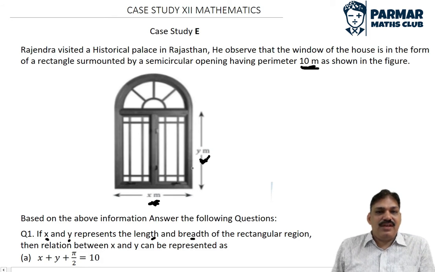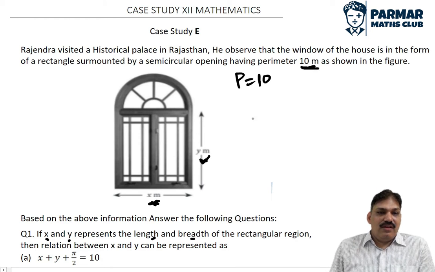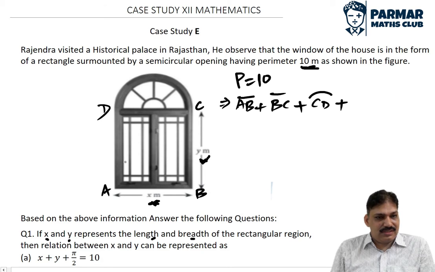Let's start. See, we are given the perimeter is equal to 10 meters. So here P is equal to 10. Suppose I name this point A, this point B, this corner point C, and this D. Then the perimeter is the sum of the boundary. So this is actually the line segment AB, plus B to C, line segment BC, plus C to D, which is not a straight line but a semicircular arc, so arc CD, plus D to A, this DA. This is given as 10 meter.